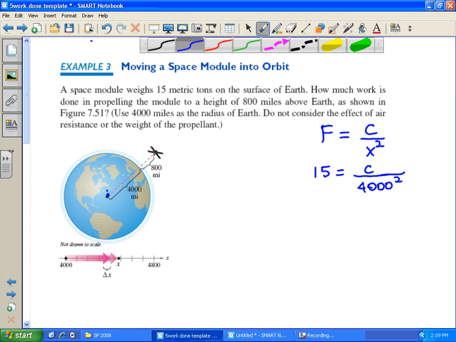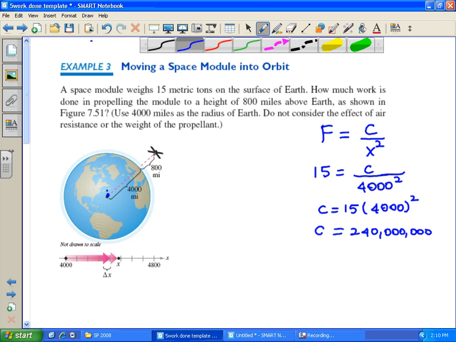And from this information, we can gather what that C is, the constant for this space module. So C equals 15 times 4,000 squared. Can you tell us what that is? What do we get? 240 million. 6 zeros at the end there. Okay. So that's the constant C.